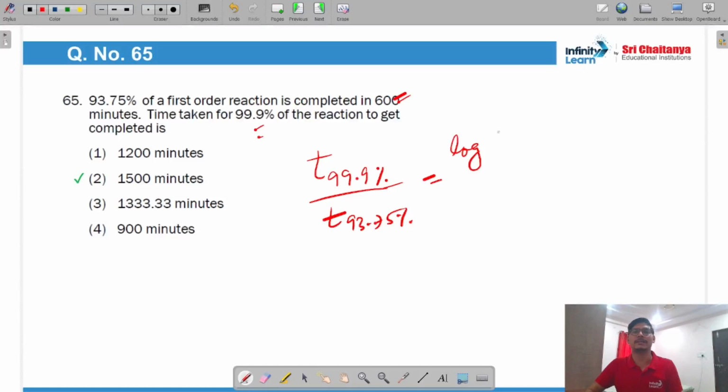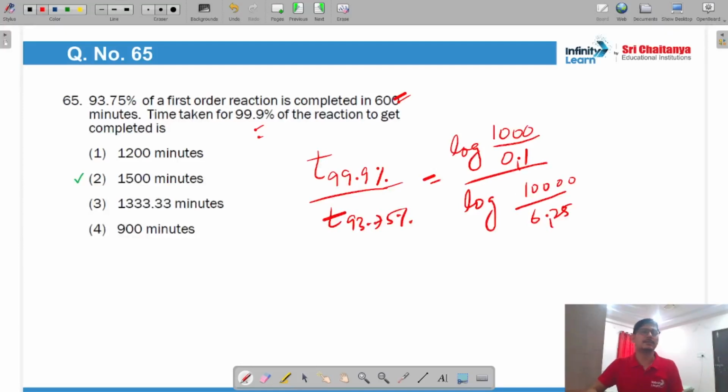So 99.9, let's take the initial concentration as 100. 99.9 is gone, so 0.1 is left. And then logarithm of 100, 93.75 is gone, 6.25 is remaining, right? So you work out these logarithm values. It's very easy. Log 1000 is 3 and then you can simply cancel that out. Substitute the value of this as 600 minutes. You will find out the time as 1500 minutes.